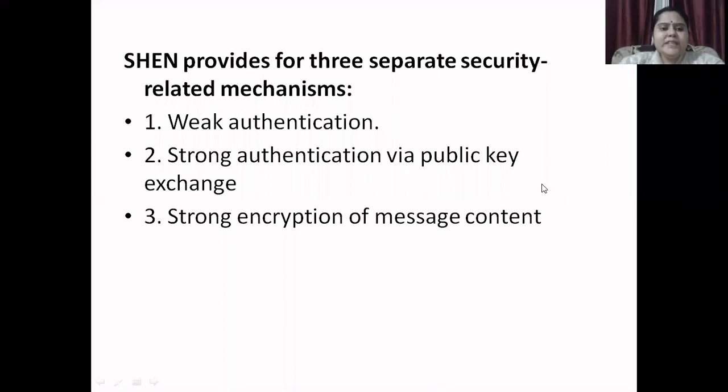Now see the first, that is weak authentication. Weak authentication with low maintenance overheads and without patent or export restrictions. A user identity must be established as genuine. Unauthorized access must be improbable, but security from all possible forms of attack need not be provided.